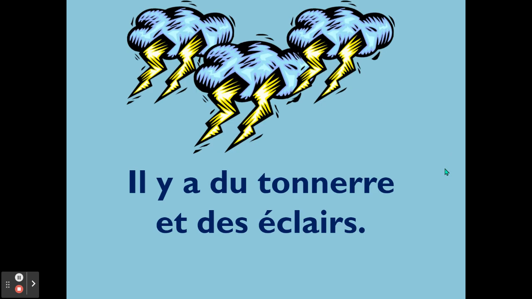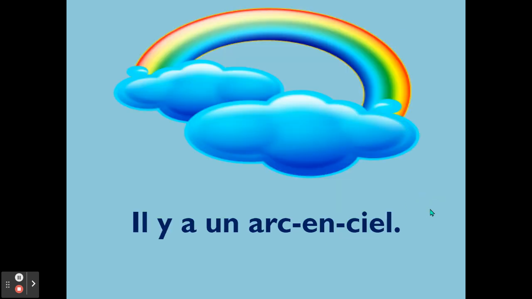Il y a du tonnerre et des éclairs. There is thunder and lightning bolts. So tonnerre is thunder, a ton of thunder. And des éclairs are lightning bolts, like that French pastry. They look long and coming from the sky. Il y a un arc-en-ciel. There's a rainbow. And we played that game arc-en-ciel in class. Arc in the sky. So ciel means sky.